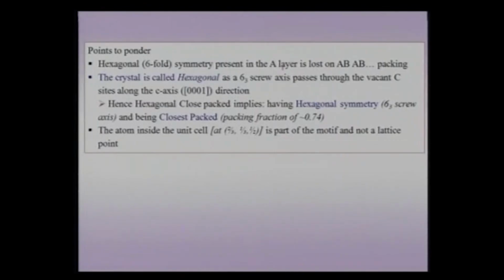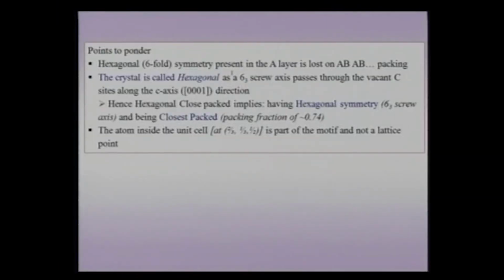Now, just to re-emphasize some of the points we have considered so far, the hexagonal 6-fold symmetry present in the A layer is lost on AB packing. Now, answering the important question, the crystal is called a hexagonal crystal because there is a 6-3 screw axis which passes through the vacant C sites. As I mentioned, the vacant C sites were important for our consideration, and the reason I mentioned them is that you actually get a 6-3 screw axis passing through the vacant C sites, and you have already seen the vacant C sites in the 0 0 0 1 projection.